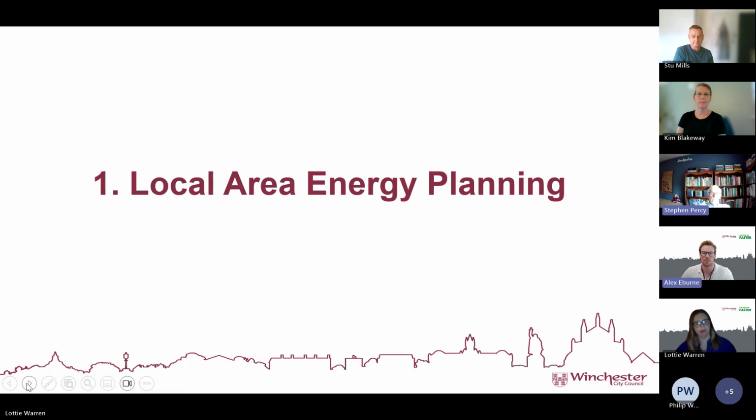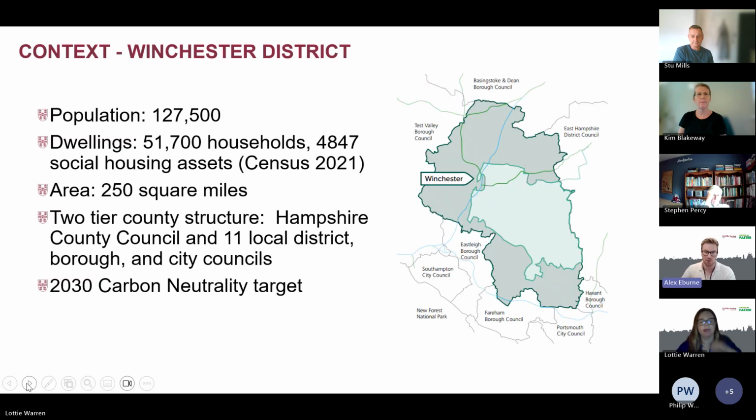I'm going to start by providing a bit of an overview of our local area energy planning at Winchester, what we're doing at the council. So first of all, I think it's important to put the Winchester district into its context. We have a population of 127,500 people across the Winchester district and 51,700 households. A significant proportion of that are actually social housing assets. And the Winchester district covers an area of 250 square miles.